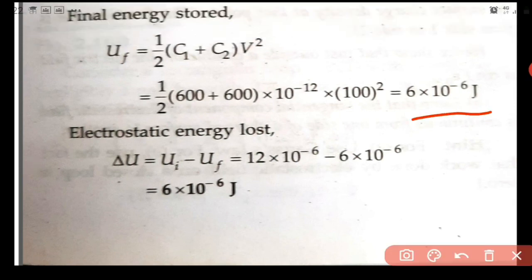So what about the energy lost? Energy lost is the difference: initial energy minus final energy. You will get 6 into 10 raised to minus 6 joule. So that is the answer. And in what form does it appear? It appears in the form of heat and electromagnetic radiation and is lost. It is lost in charging that second capacitor.